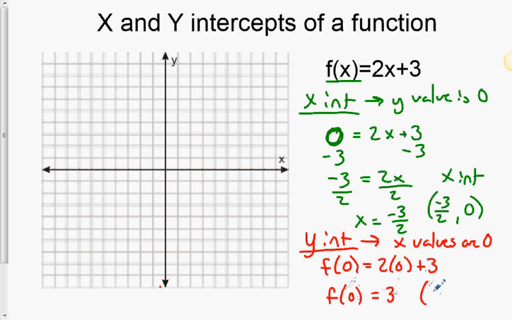That describes the point: we have an x value of 0, we substitute that in, and a y value of 3, and that was our derived point. That's what we got when we substituted in 0 for x. And so that's describing our y-intercept of this function.